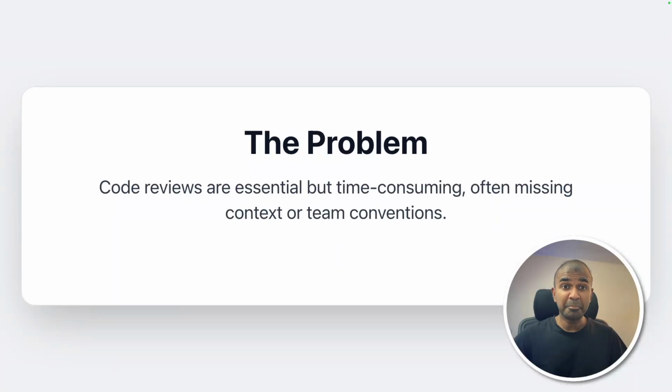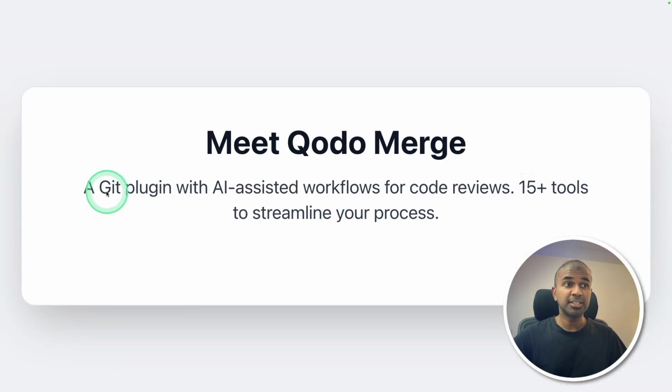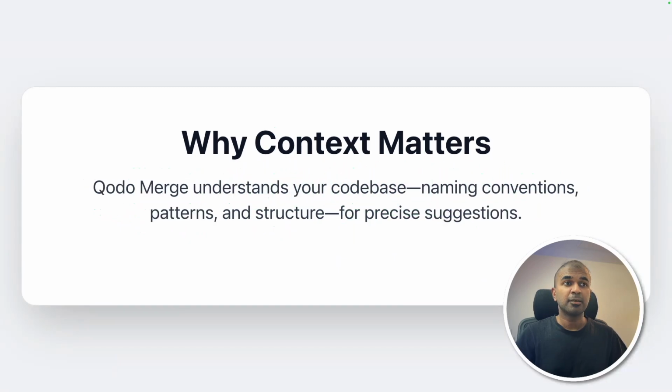The problem with manual code review is that it is time consuming, often missing context or team conventions. Qodo Merge is a Git plugin with AI assisted workflows for code reviews. Qodo Merge understands your code base, naming conventions, patterns and structure for precise suggestions.